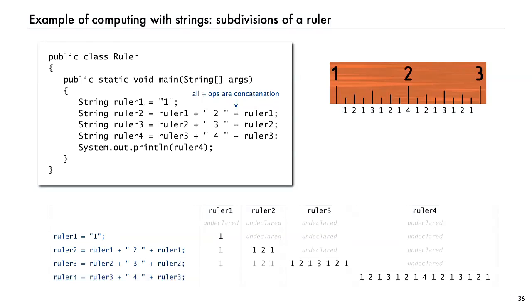So simple 4-line program. And then if we want to see what string we got, all we have to use is print line, just like we did for hello world. With hello world, we had the string hello world. Now we've got the string ruler 4. And so when we run this program, we get this string printed out. And we've got a program that computed something interesting just with string operations. So we type Java ruler, we get that string out.